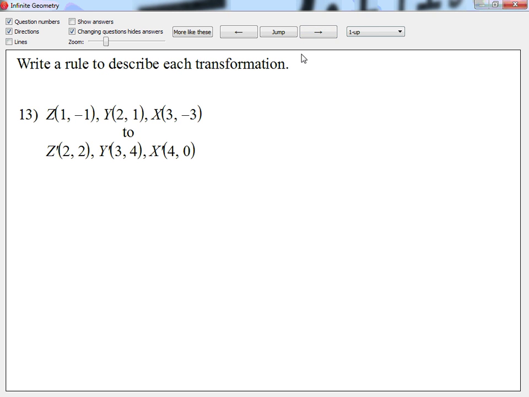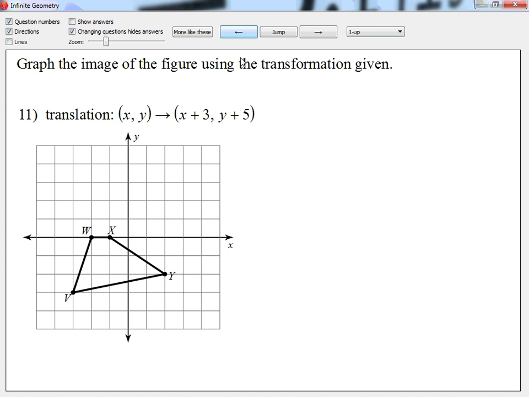All right, let's take a look at number 11. For number 11, x plus 3, that means 3 to the right. y plus 5, that means up 5. So let me look at X. Let me go 3 to the right and 5 up. That gives me my point X prime. Looking at W, 3 to the right and 5 up.